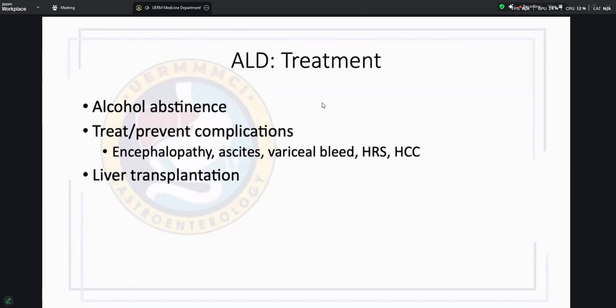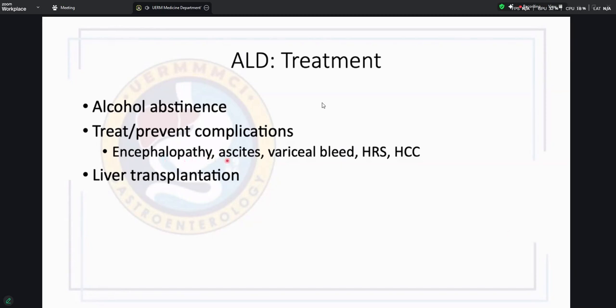There's currently no approved drug for the treatment of ALD. The management depends on the stage, but in general, the most important is alcohol abstinence. Those individuals who have fatty liver or even steatohepatitis due to alcohol can have a complete resolution with abstinence. Even for those who already have cirrhosis, abstinence can reduce complications and even improve survival.